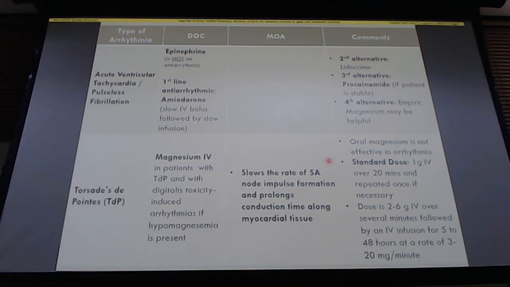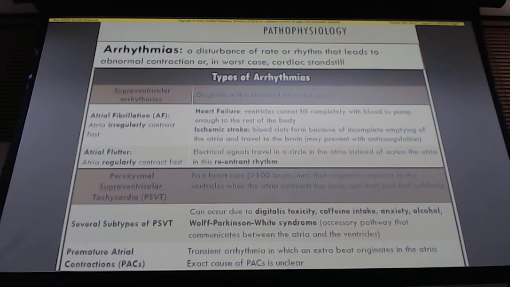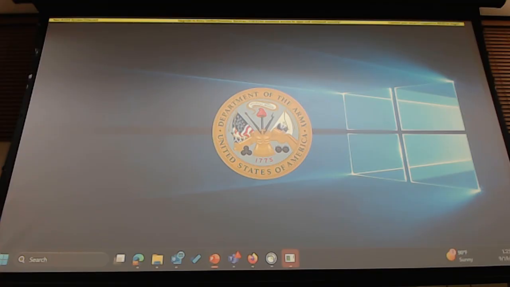Okay, that's it. All this other stuff is FYI. All right, let us talk about our statins so we can get up out of here.